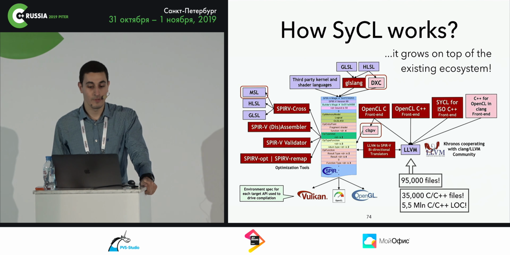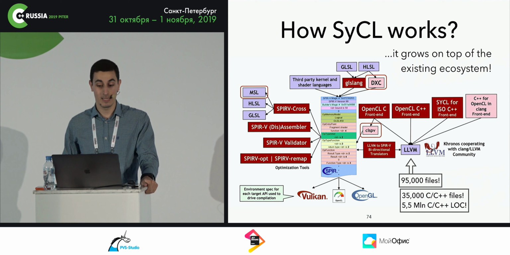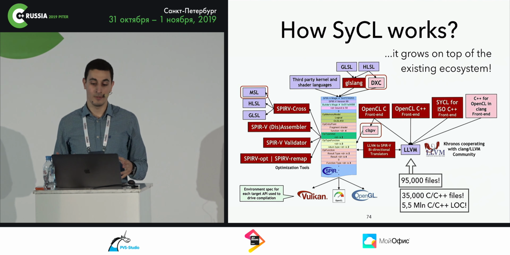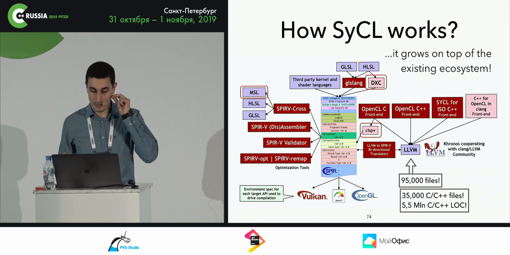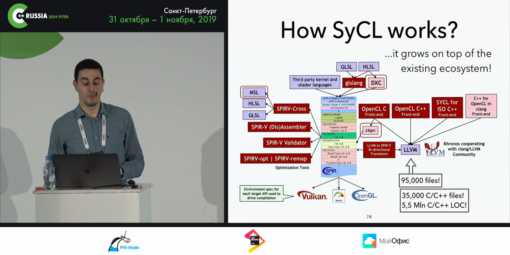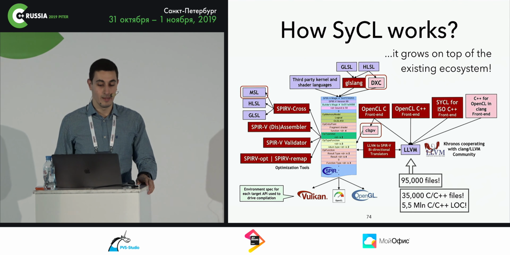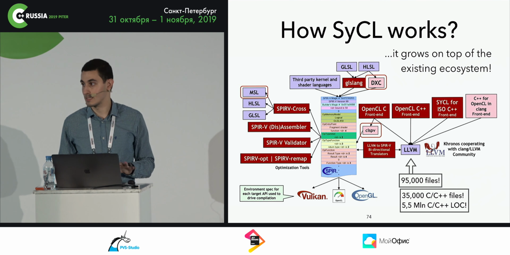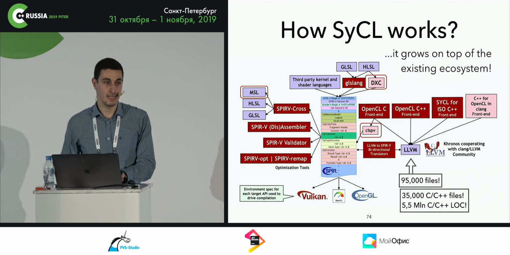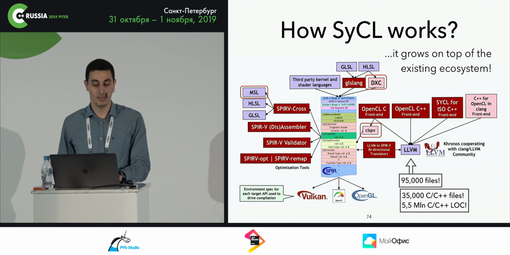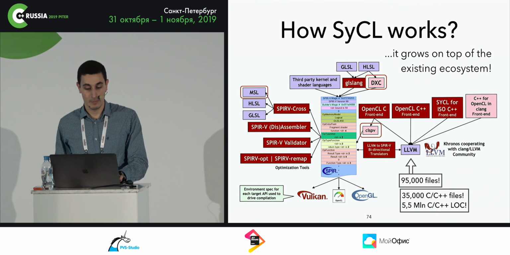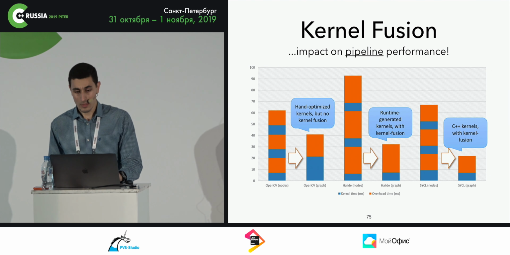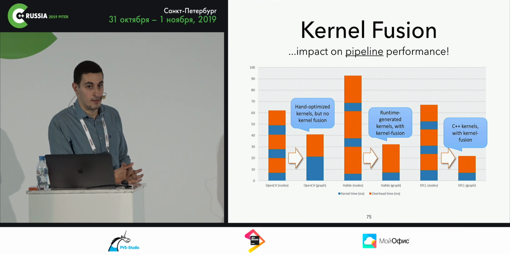So right now, LLVM is already huge, and everything that's currently being built around GPGPU is very often built around the LLVM toolchain, which is kind of reasonable, but it's hard to reason about, and it's hard to go through this entire codebase, because LLVM is 95,000 files, and about 5.5 million lines of C and C++ code.